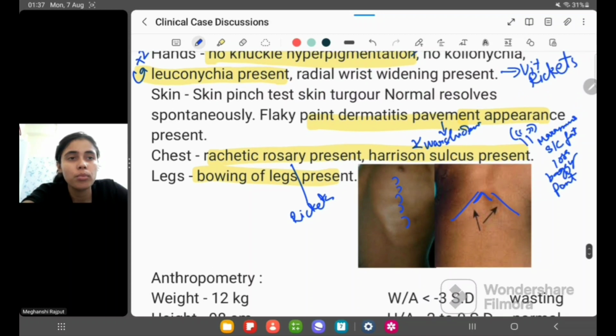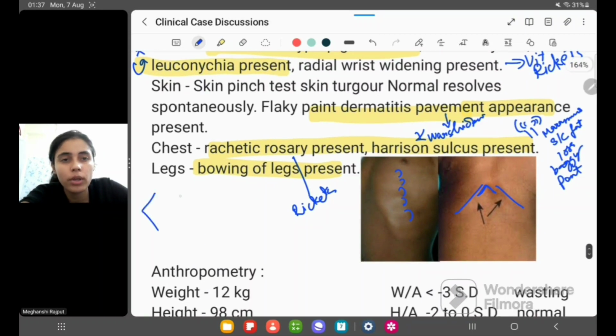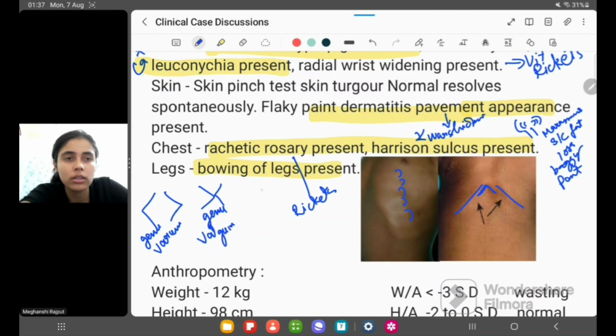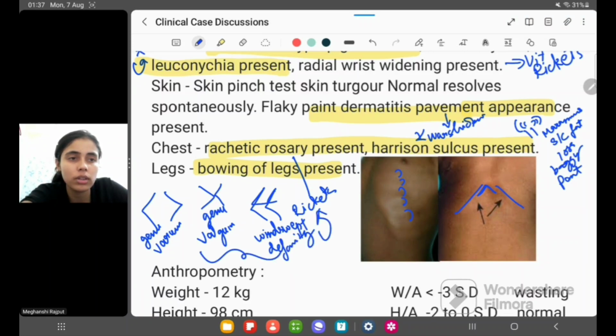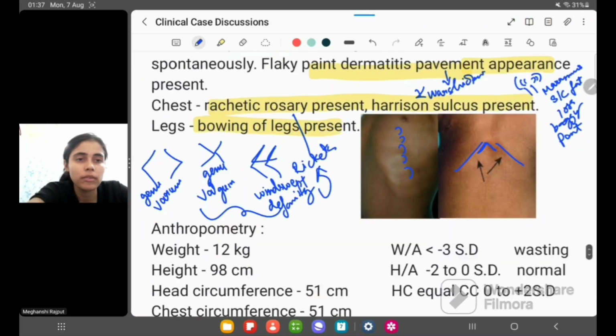This is bowing of the legs, which I also call genu varum. This is knock knee, which I call genu valgum, and this is windshield deformity. The three of them, genu varum, genu valgum and windshield deformity, are seen in cases of rickets. Any of the three findings can be found in rickets.